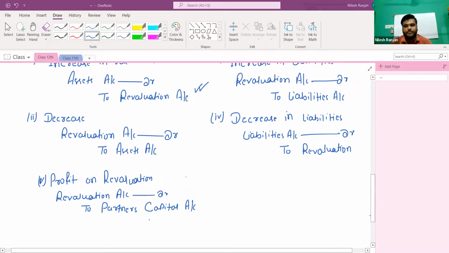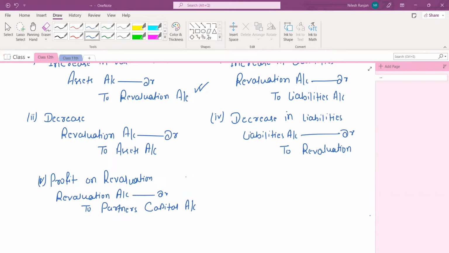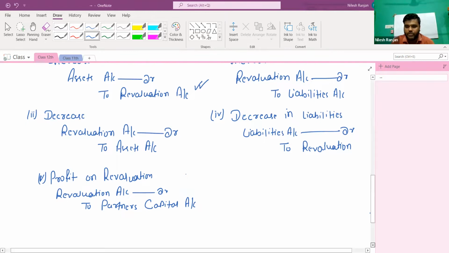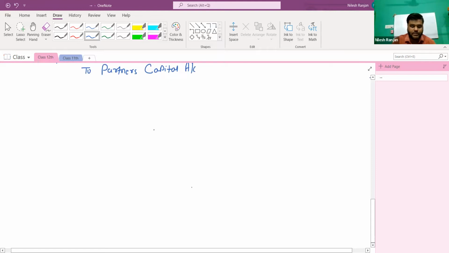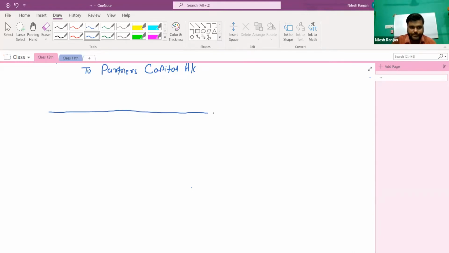Is that clear? Yes. Good. Now we talk about the revaluation account. We all know the format of the revaluation account. I'm not writing the whole format, I'm just giving you a brief of the revaluation account format. Okay, so it is our revaluation account.